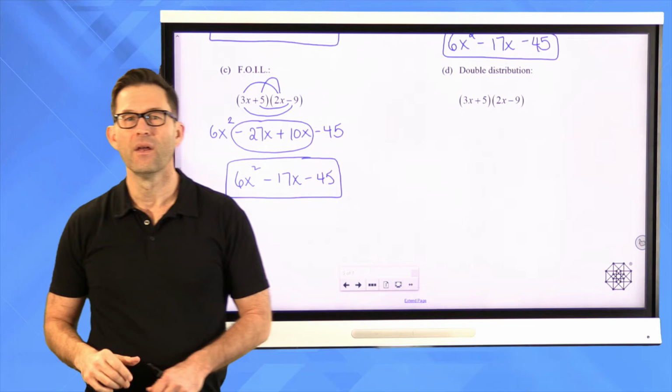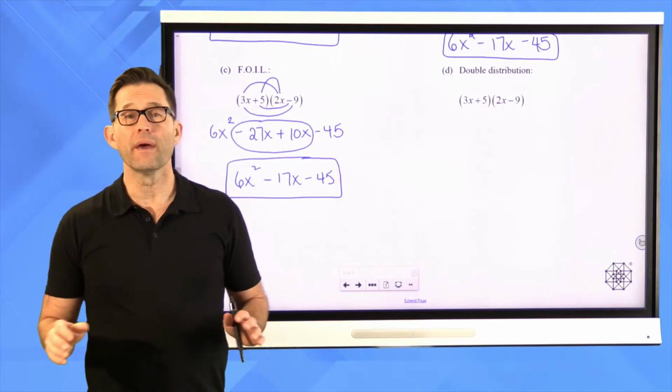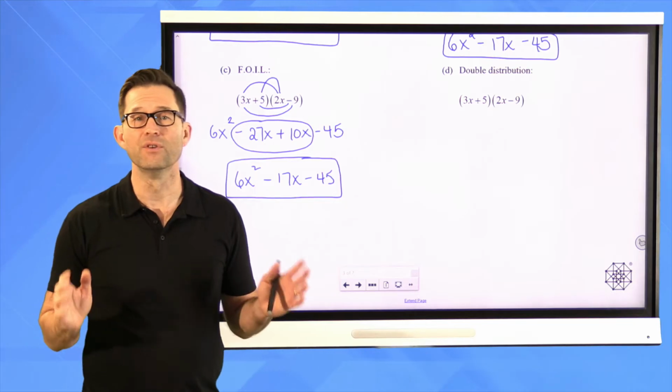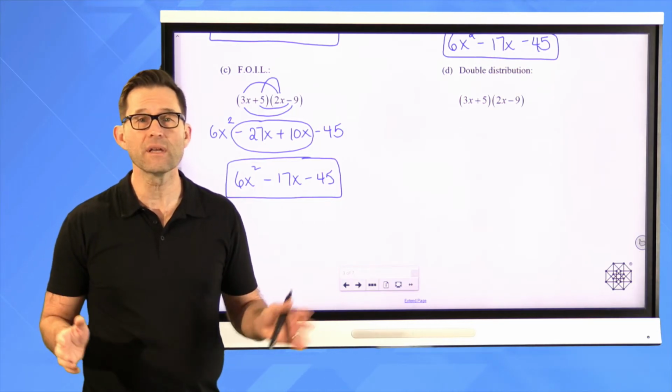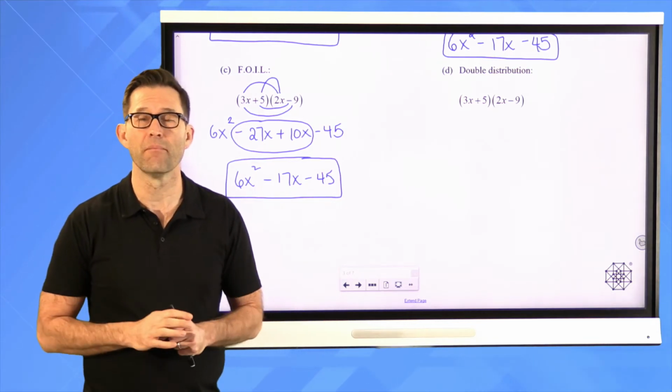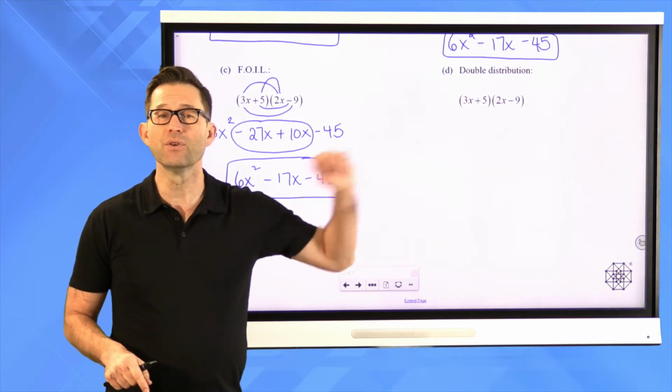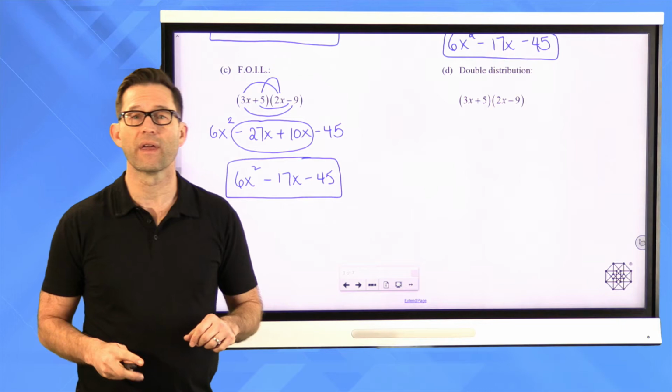All right. Ideally, you want to get so good at foiling or area or whatever that you can almost do it in your head, right? It's always going to be 4 terms, 2 of which are going to combine to give you a linear term here. All right, finally, let's do double distribution. That's the one that we took a look at today.